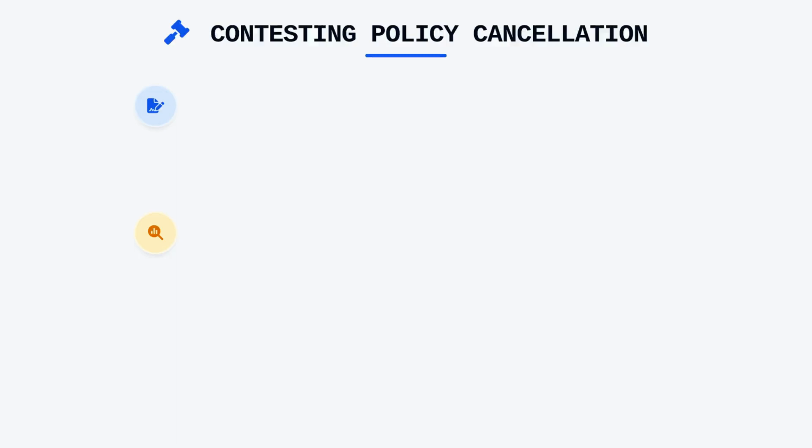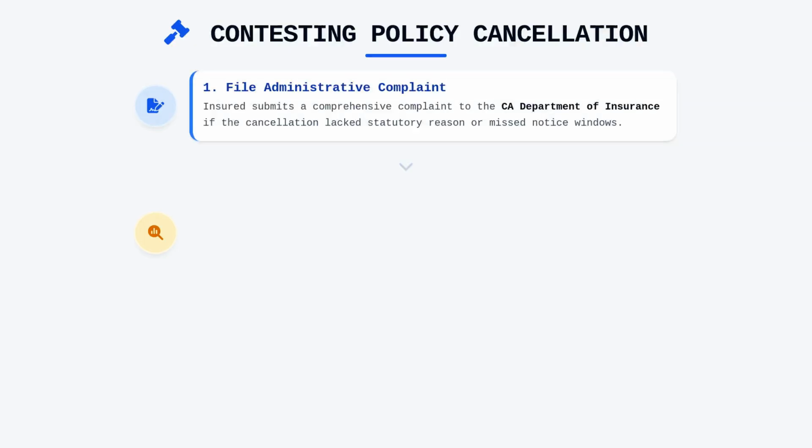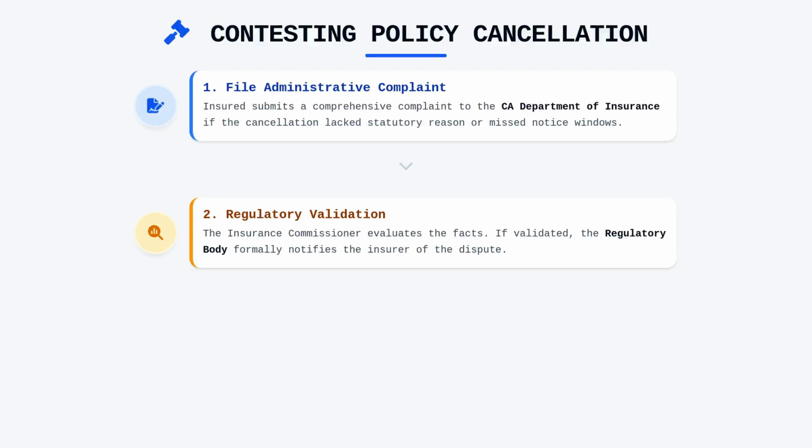The primary administrative remedy available to an insured who wishes to contest a policy cancellation is to request a formal review or an administrative hearing directly with the California Department of Insurance. The California Insurance Code provides that if an insured alleges a cancellation was executed unlawfully, such as missing the mandatory statutory notice window or lacking a valid statutory reason, the individual can file a comprehensive complaint with the insurance commissioner. Upon receiving this dispute, the Department of Insurance evaluates the facts to determine whether a proper, actionable complaint truly exists.